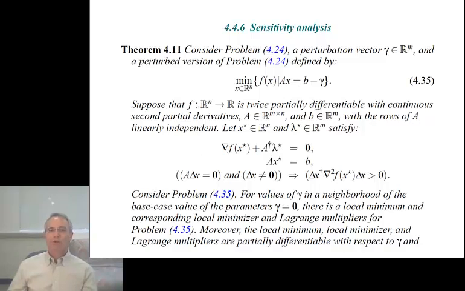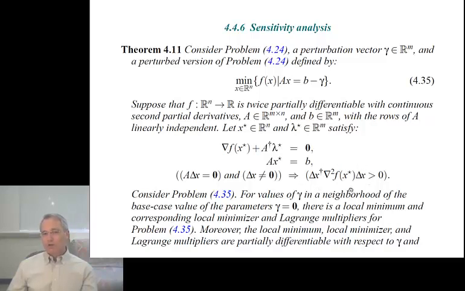Let's suppose f this time is twice partially differentiable. Let x star and lambda star have the following properties. First of all, they satisfy the first order necessary conditions. Second of all, they satisfy the following condition. This condition says that for any delta x that's not equal to 0 and such that A times delta x is equal to 0, when I multiply del squared f on the left by delta x transpose and on the right by delta x, that gives me a number that's greater than 0.